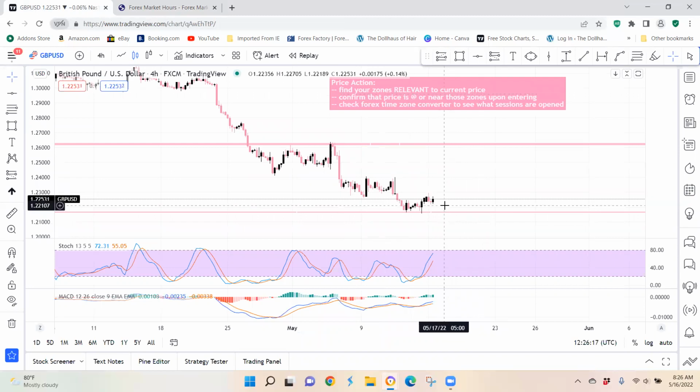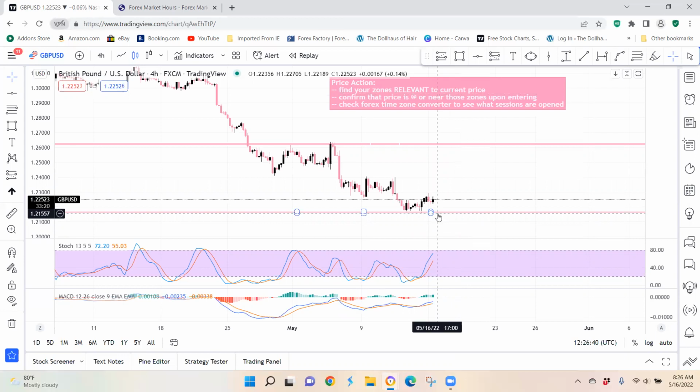And like I said, if you mark your zones and you see that price is already taken off and you don't want to get that entry, then keep that in mind. You don't have to take every setup. And if you can't get the best entry, just wait it out, wait for the next trade. It's always an opportunity. You just have to wait for it.